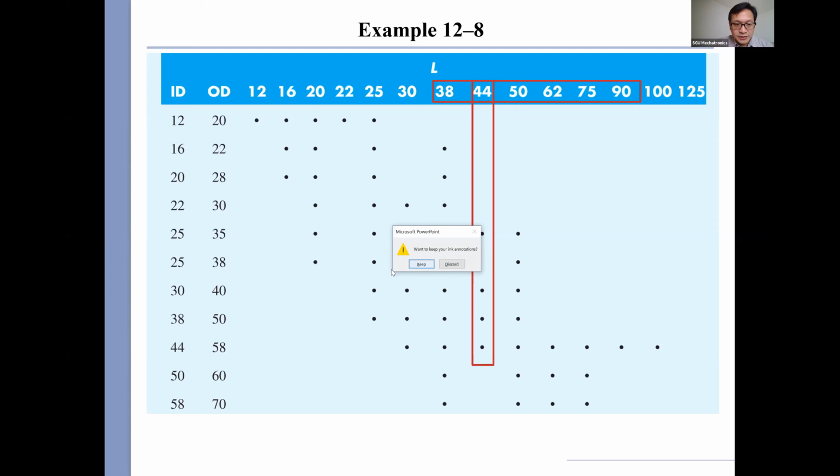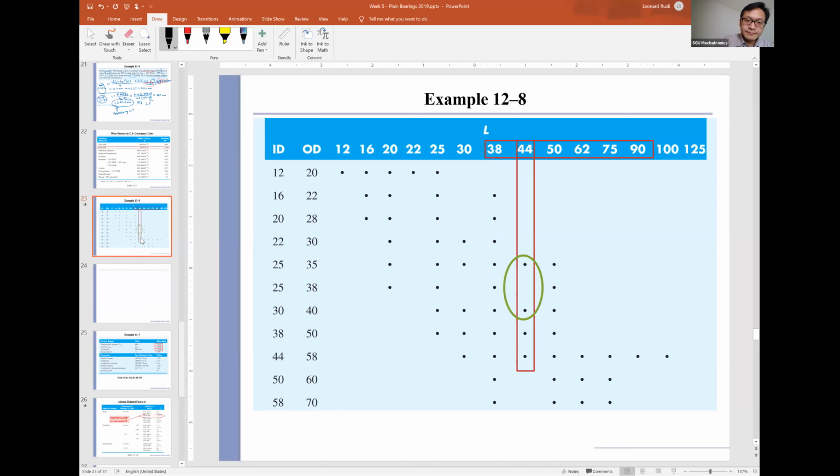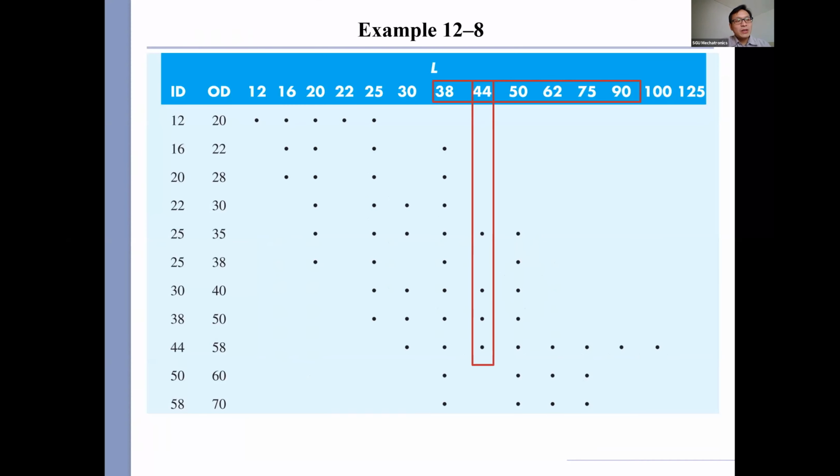Going to need an additional slide here. Okay, we're going to choose length equals 44. Remember, there is a general design guideline. Who remembers the guideline? L over D between 0.5 to 2, right. So we don't want it too long and small or vice versa.